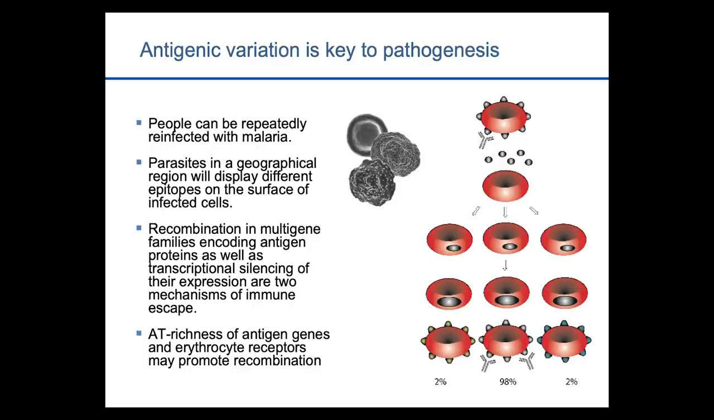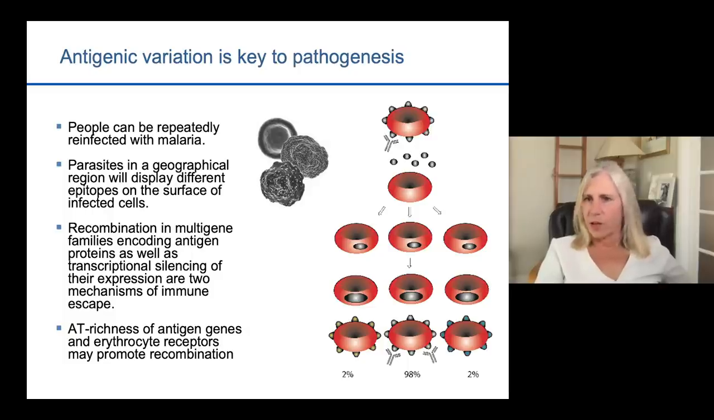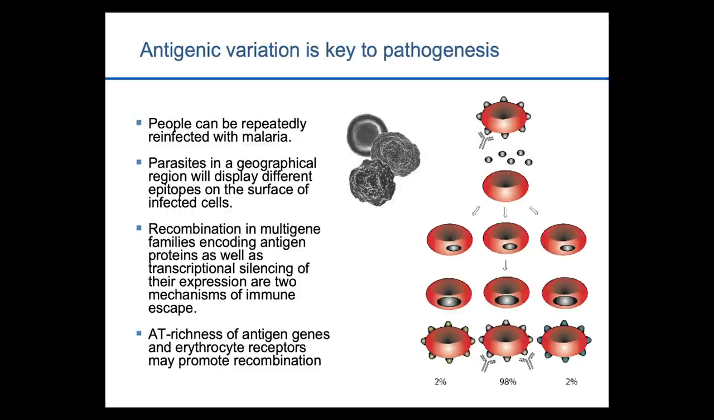So critical to the pathogenesis of malaria is the process of antigenic variation. When we think of viral pathogens, often you get them once and then you become immune. And with malaria, and this is the reason we have so many cases, people get infected over and over again. In some parts of Africa, it's very typical that you would have malaria multiple times every year. And you might have symptomatic malaria up until you're in your 20s. So you can get infected over and over again.